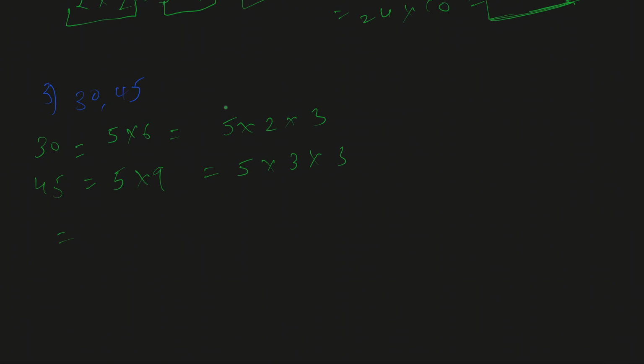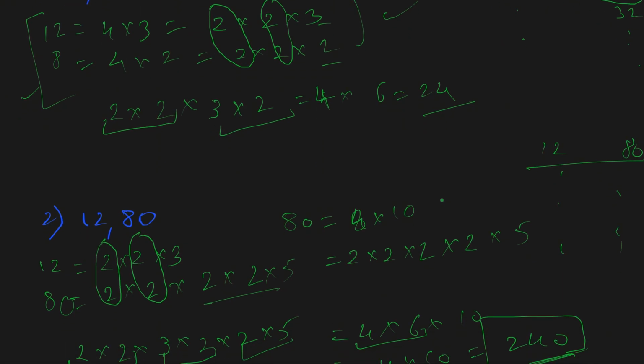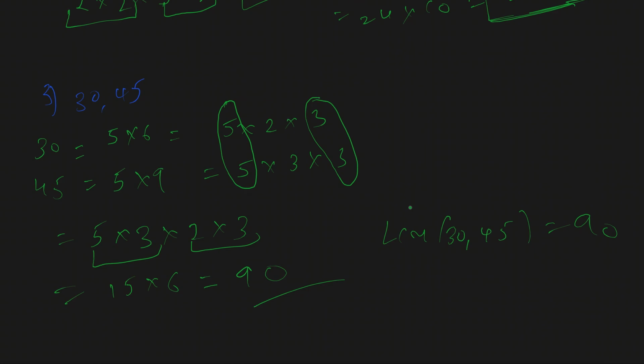Cool. So first, we write down all the common factors, which are 5 and then 3, and then we'll write down all the remaining numbers which are not common. So we get 5 times 3 is 15, 2 times 3 is 6, and 15 times 6 is 90. So again, the LCM of 30 and 45 is 90, and that's how you solve for LCM. Cool. I hope these couple of examples made it easier to understand how to solve for LCM.